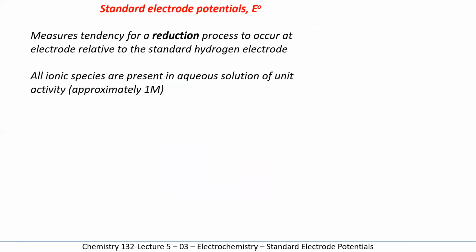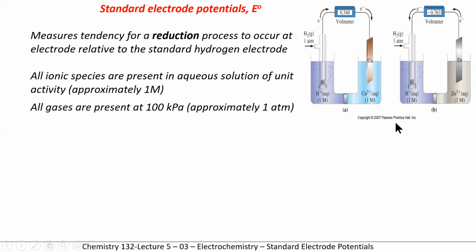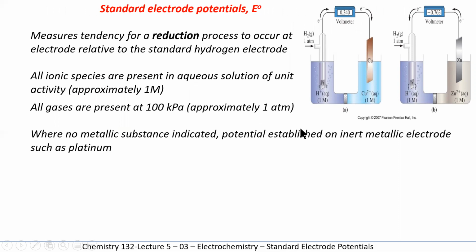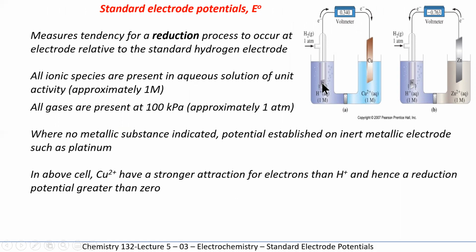So again, to summarize, our standard hydrogen half cell can be used to determine voltages of other half cells. And when they are, all the gases will be at 100 kilopascals or 1 atmosphere. And if there is no metal that's been identified, we're going to use an inert metal like platinum as an electrode to act as a surface area for the reaction to occur at.